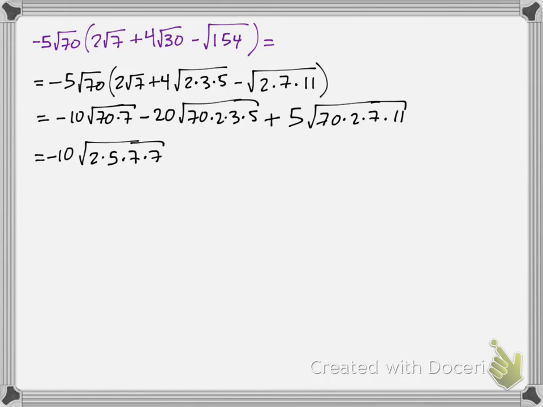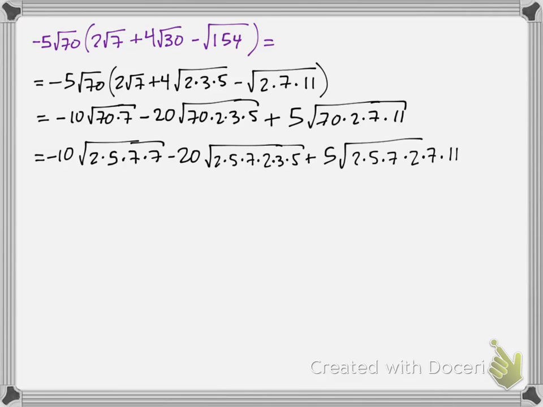Okay, we can see that we can simplify something here. Minus 20, of course. And we have 2 times 5 times 7 times 2 times 3 times 5. Okay, the ones that we already had. Now plus 5, and inside the radicals is 2 times 5 times 7 times 2 times 7 times 11. Now let's rearrange the factors inside the radicals so we can see this.